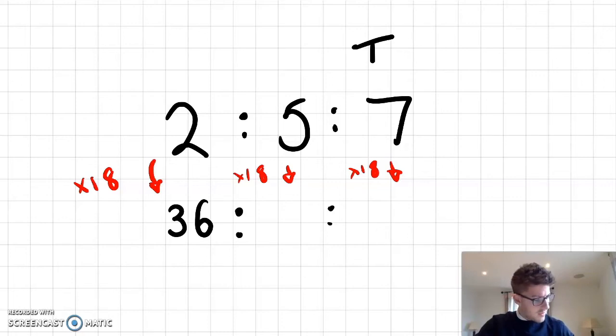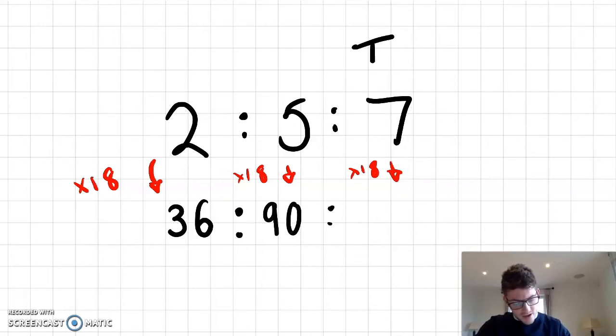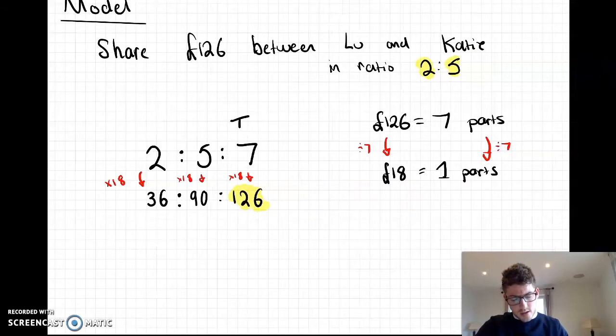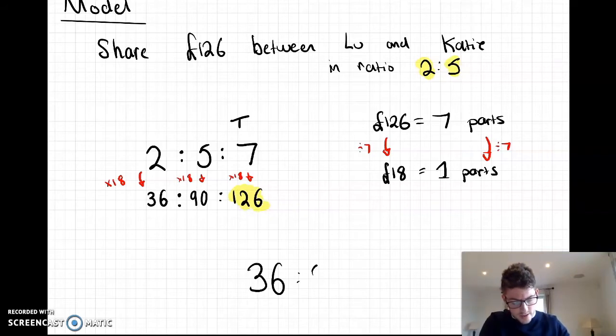5 parts, 5 times 18 is £90, and our total that we already know, 90 plus 36 adds up to 126, and we already know that part. And there we are. So £126 shared in a ratio of 2 to 5 is, final answer, 36 to 90.